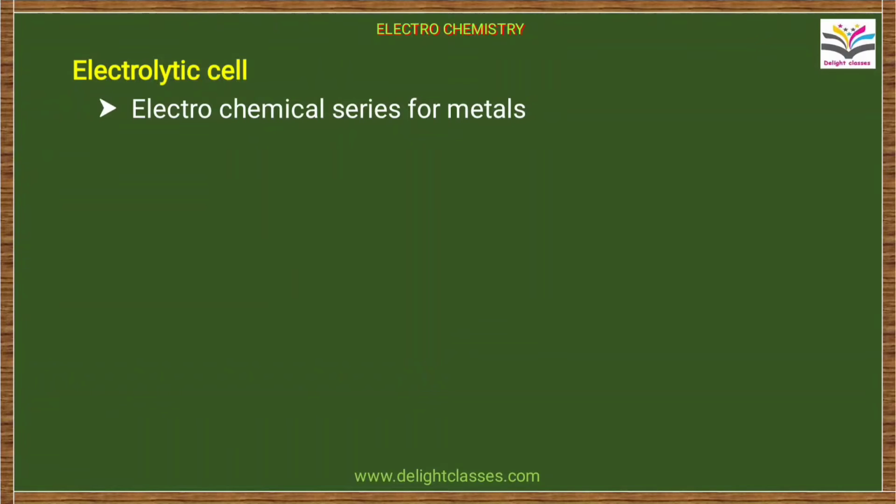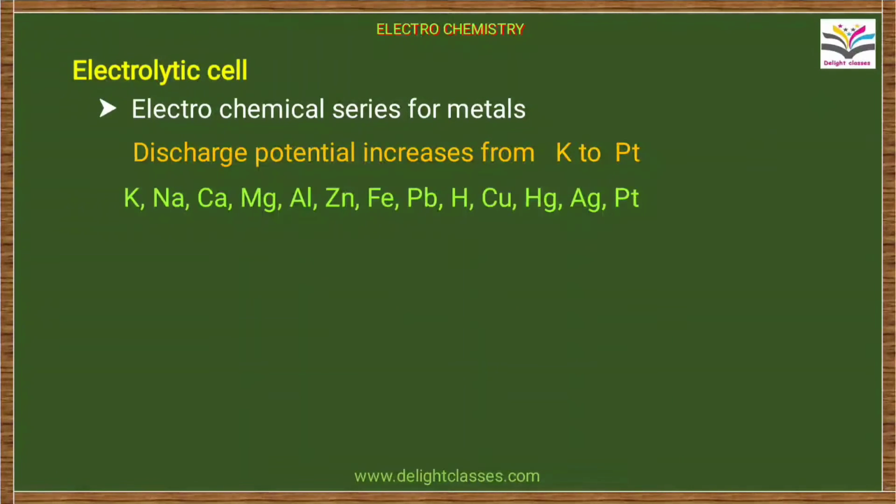Electrochemical series for metals. Discharge potential increases from potassium to platinum: potassium, sodium, calcium, magnesium, aluminium, zinc, iron, lead, hydrogen, copper, Hg, Ag, platinum. If the reduction potential is negative, that is anode. If the reduction potential is positive, that is cathode.